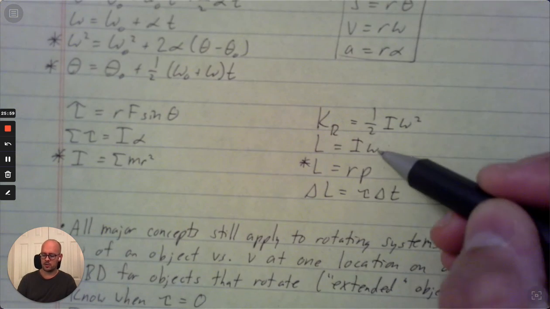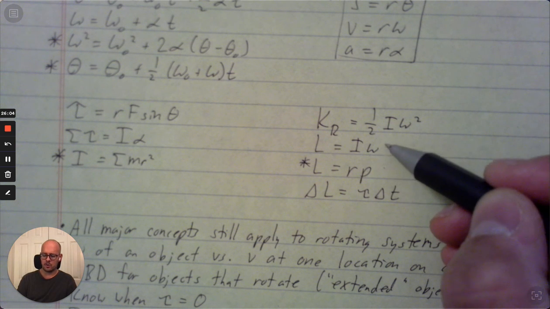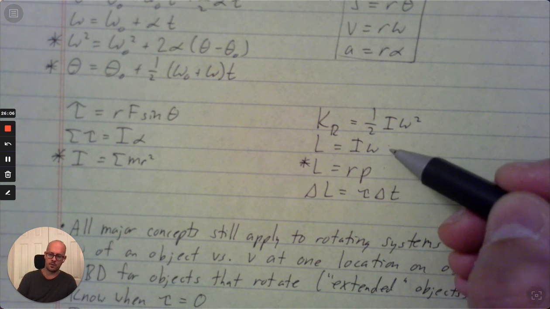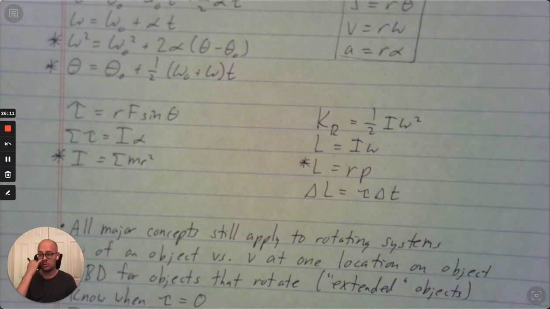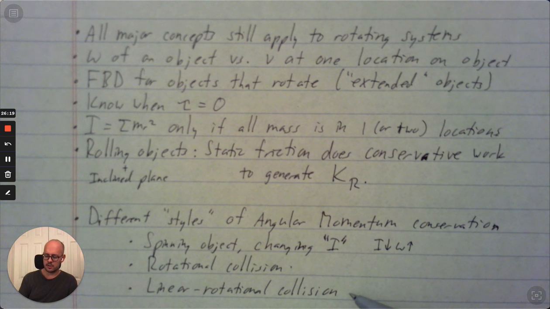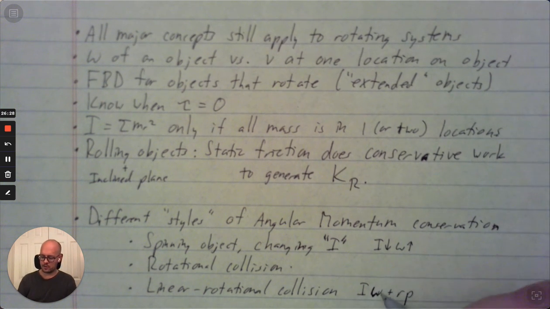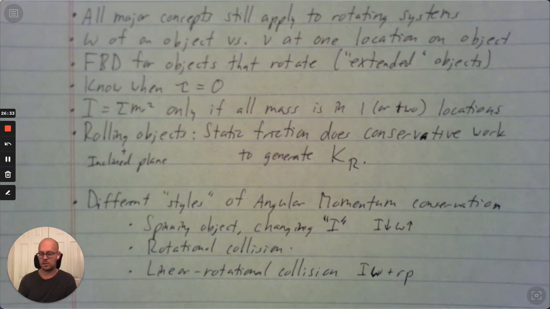And so we have this equation of L equals I omega, but also L equals r p. I omega is for objects that are rotating and can rotate. r p is for objects that are moving in a straight line that enter into the rotational system of something else. So in this linear-rotational collision, you would typically have an object that is capable of rotating and an object that's moving in a straight line, and they would collide with one another. And so that is another very common situation in momentum.